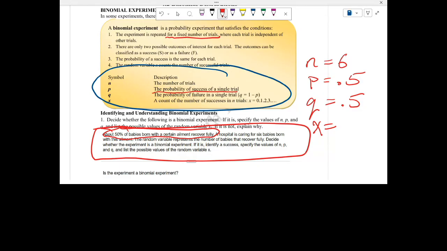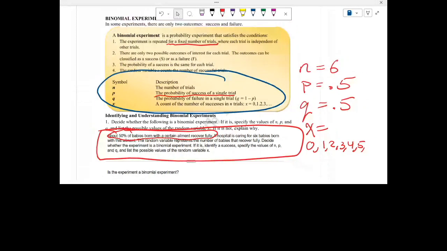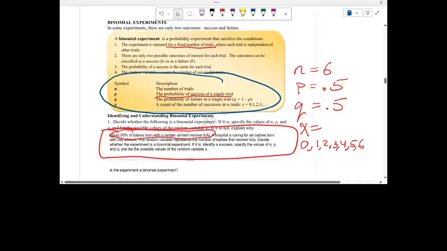Or we could say we can go from 0 to 6, right? There's a chance that none of the babies recover. We obviously don't want that. The best outcome we could hope for is that all 6 do. So my values for X here are going to be no babies get better, 1 baby gets better, 2, 3, 4, 5, all the way to 6.